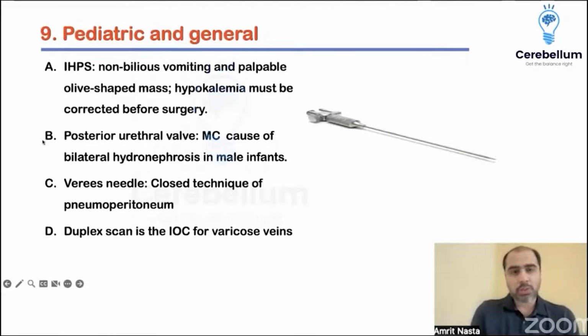One of the causes of hydronephrosis in utero is posterior urethral valve. It is seen in male infants where there is a valve in the posterior urethra, so the urinary outflow is difficult. And if the child is born, he may be having hydronephrosis or he will get recurrent UTIs from birth.